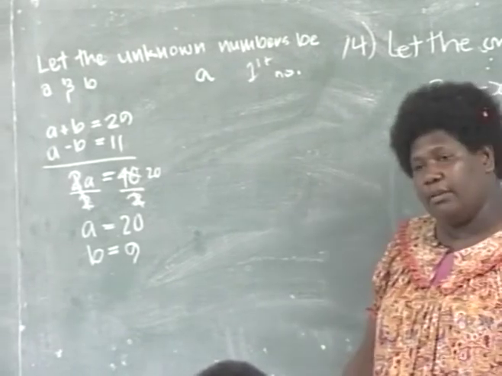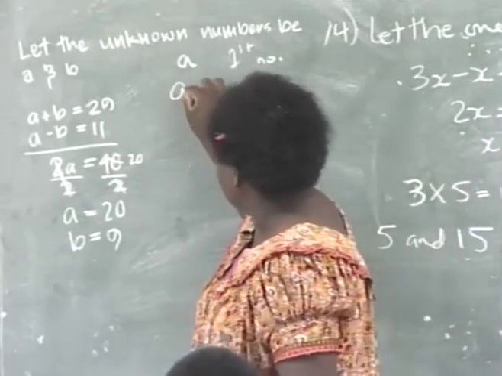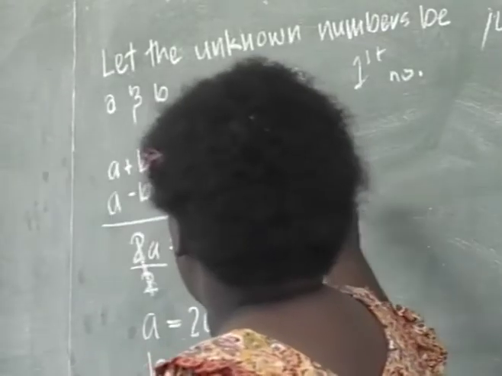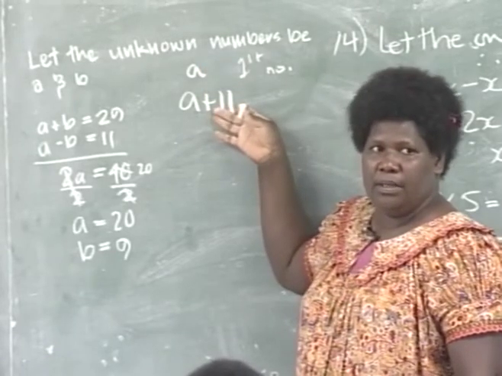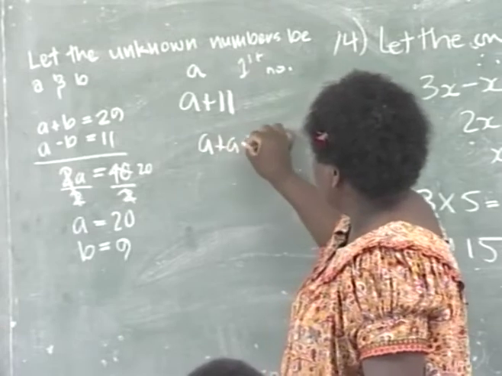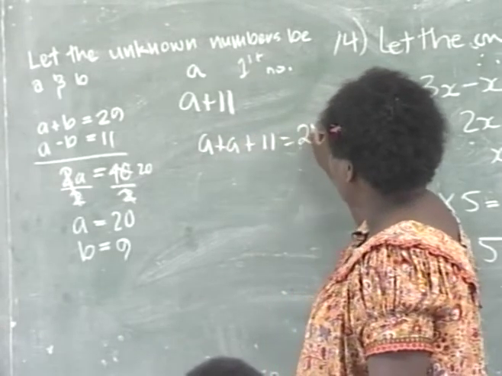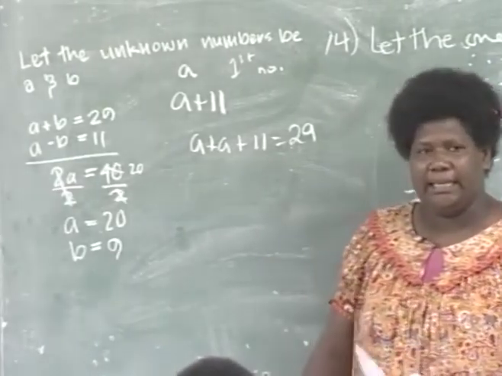A plus 11, or you can even say a minus 11. It will still give you the same. So the other is either a plus 11 or a minus 11, if this one is the bigger one, the other one will be the smaller one. And then you add a plus 11 will be equal to 29. You should still get 20 and 9.